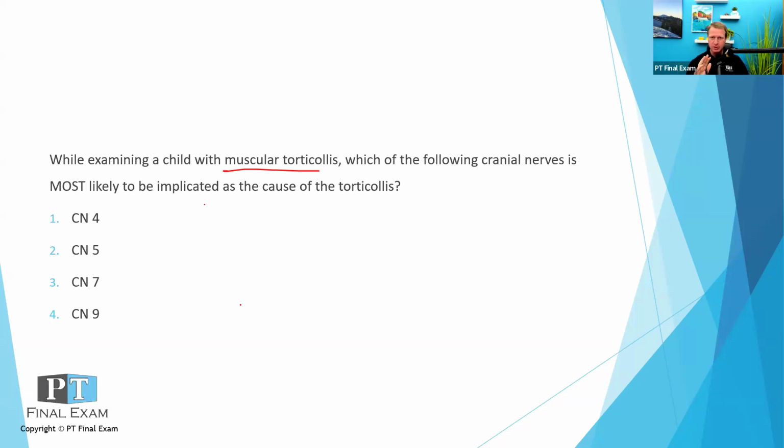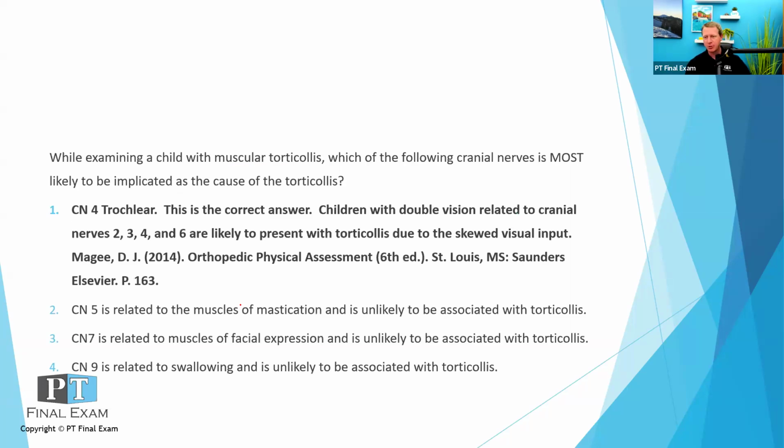What would cause a child to turn their neck, or what would be implicated in a turning of the neck? Now, the truth is that any of the visual cranial nerves are likely to cause double vision, and so the child can develop a skewed neck with double vision. They can get a torticollis because they're turning their head to try to focus a little bit better.